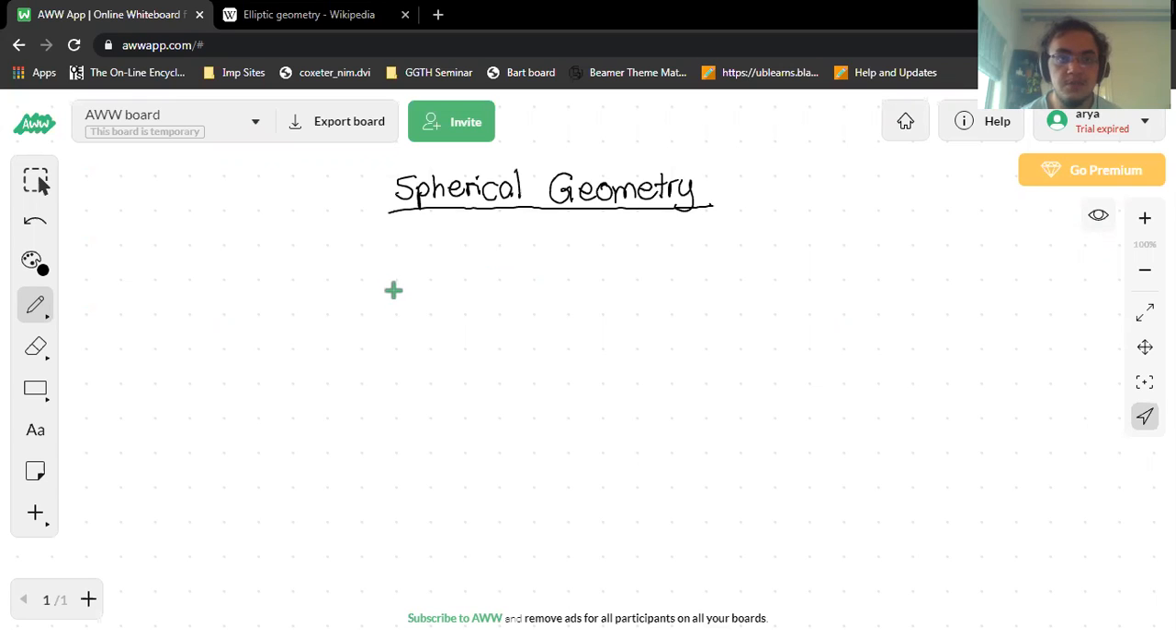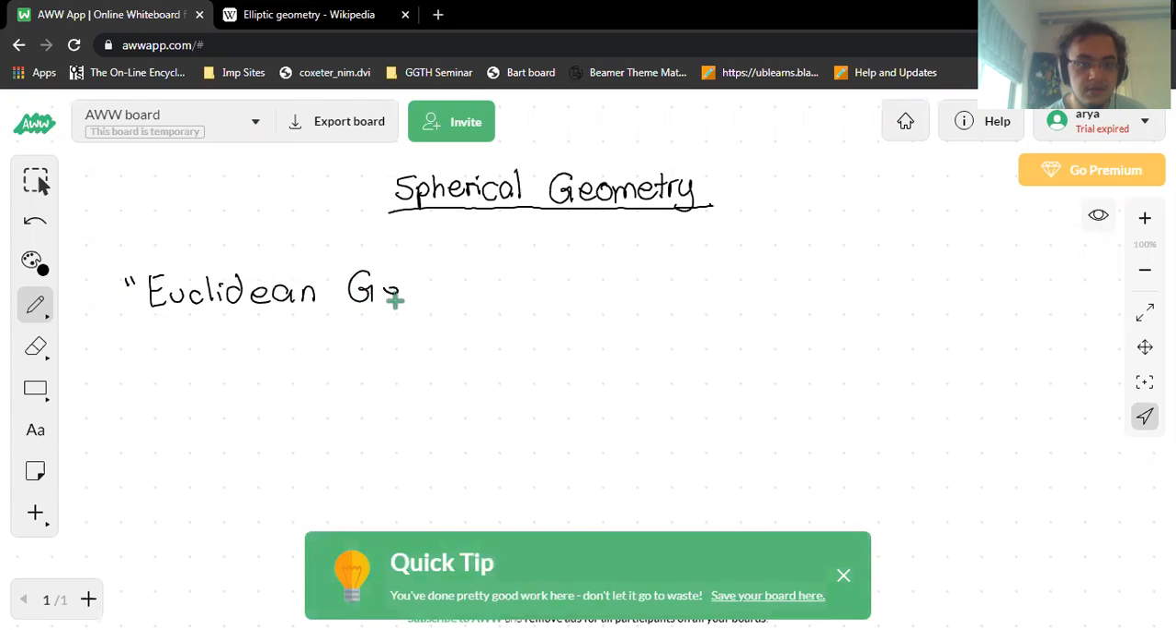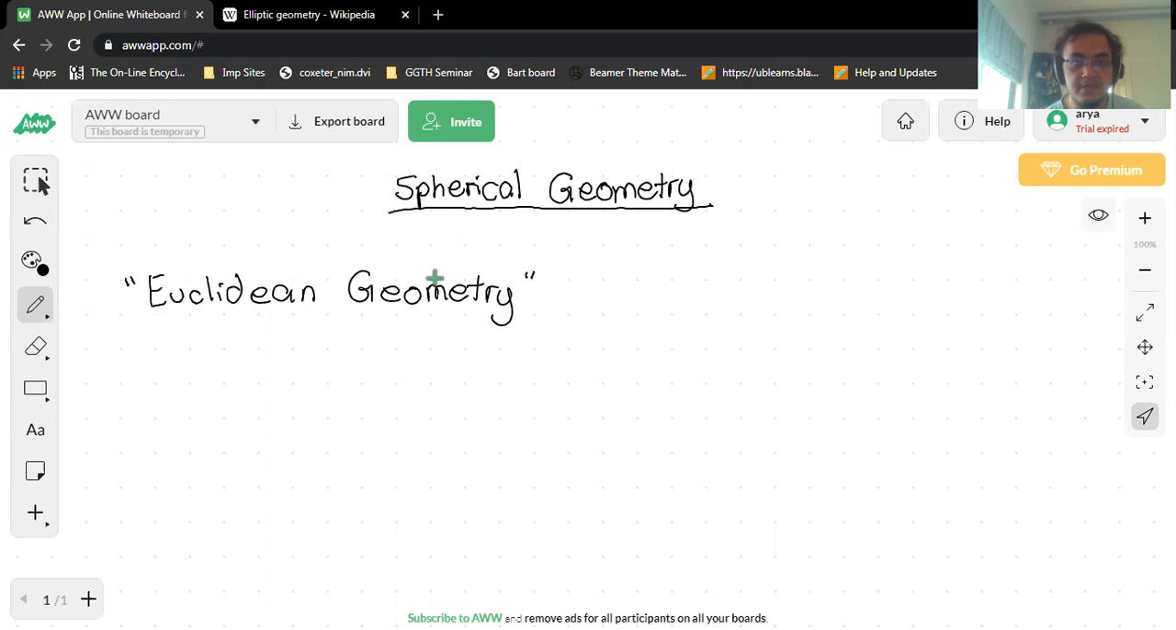Before we start talking about what spherical geometry is, let's first talk about what we mean by a geometry. When we say a geometry, all of you are probably familiar with the term Euclidean geometry, which is basically the same sort of geometry you've been studying in school throughout your 8th standard onwards, I guess.